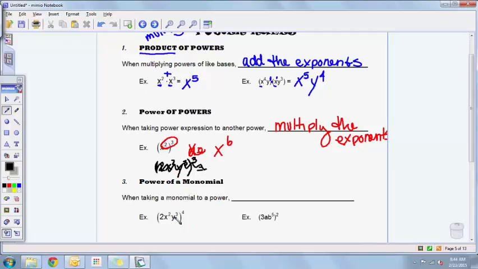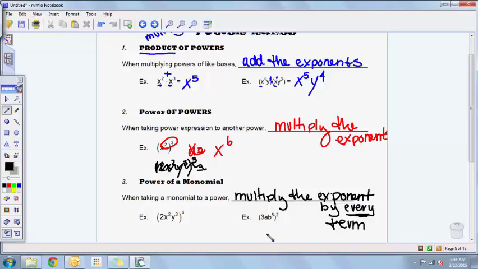Power of monomials. You're going to take this entire term, just like I was trying to show you up here. You are going to multiply the exponent by every term. Underline every term, okay? So everything in the parentheses in this monomial is going to be given that fourth power. So it's an extension of rule number 2.